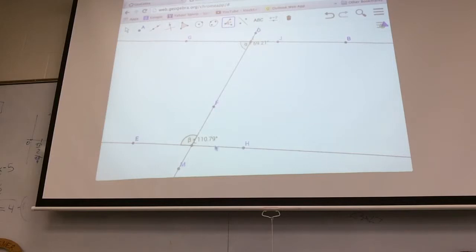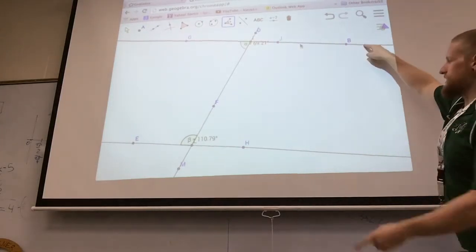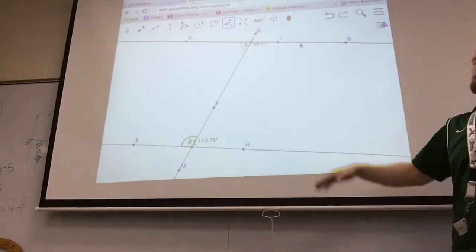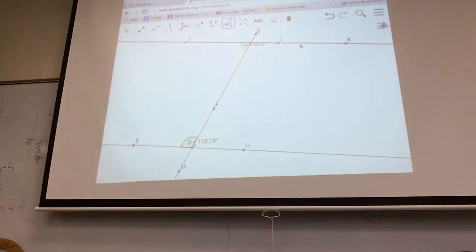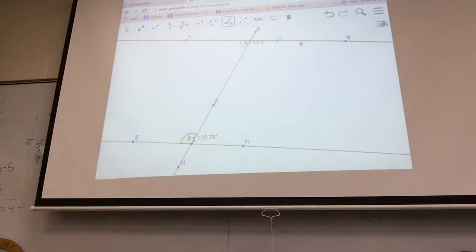But can someone add those two together for me? 72. You think it's 180? Make sure it is. It's 180? All right, so same side interior angles will always add up to 180. They're supplementary, no matter what. Again, as long as these two lines are parallel. If this line and this line are not parallel, none of this stuff happens. You can't do anything with it besides classifying, okay?